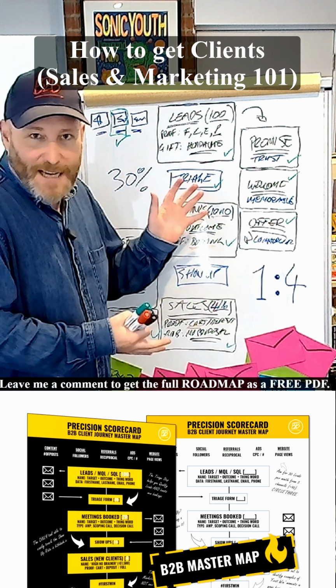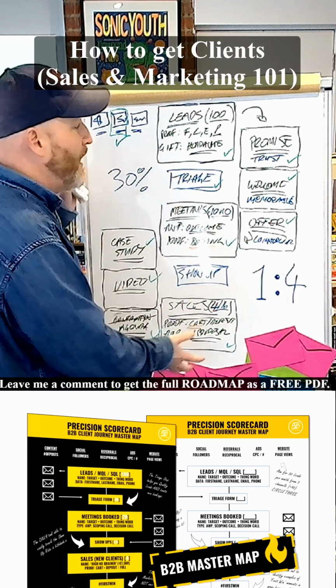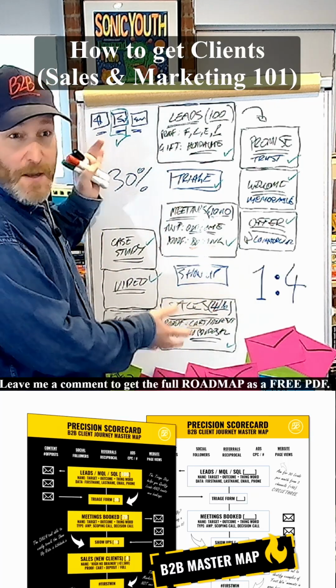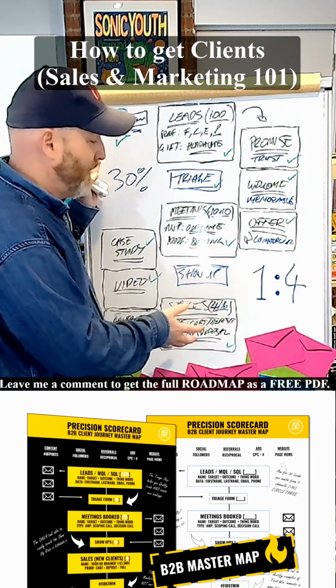So that, guys and gals, is how to get clients. This is Sales and Marketing 101 by the metrics. The wonderful thing about this stuff is that it can be almost entirely 100% automated.